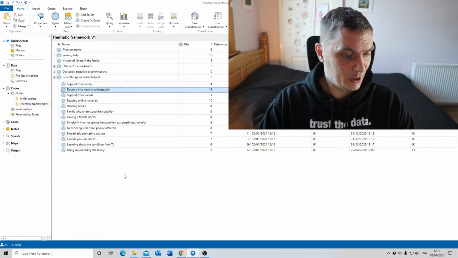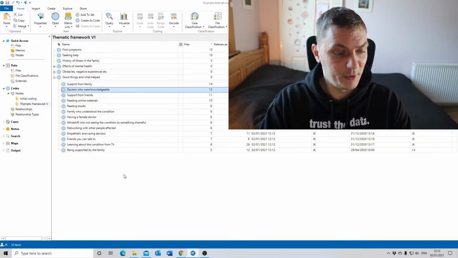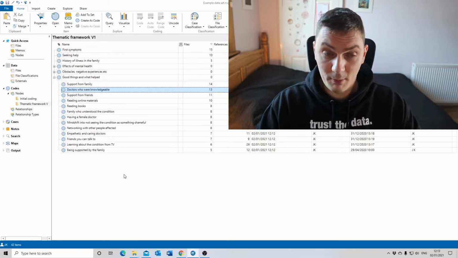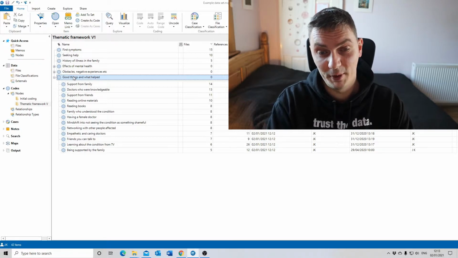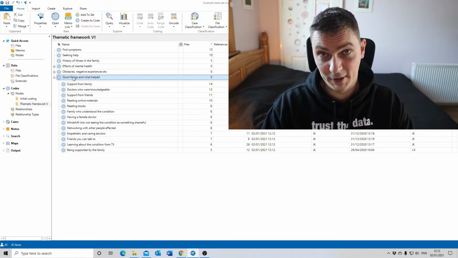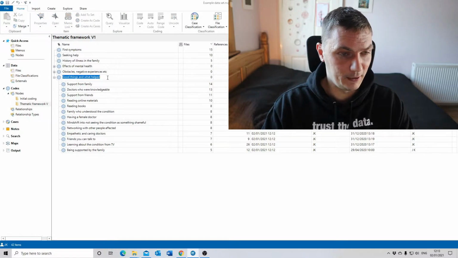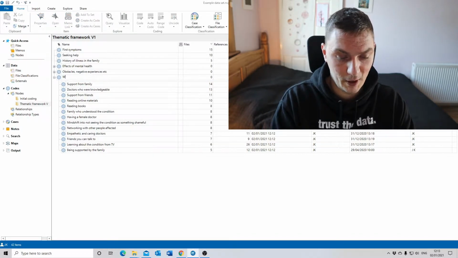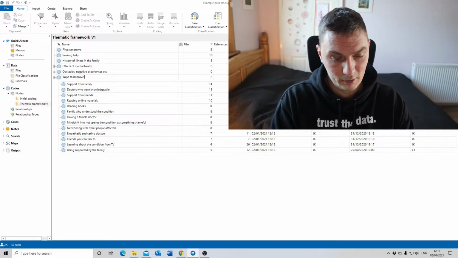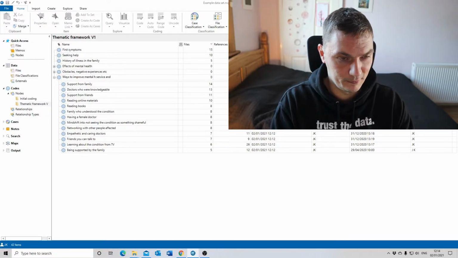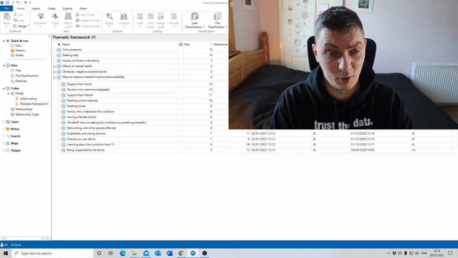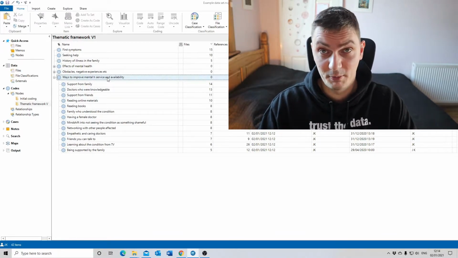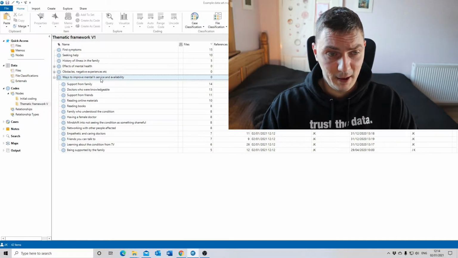Now if we think about our research question, how to improve mental health service provision, I may decide, and I don't have to, but I may. As you'll see in version 2, it will be a completely different theme. But this is one of the scenarios. I may decide, okay, I need this theme called Ways to Improve Mental Health Service and Availability and provision, or whatever. This will be my theme.